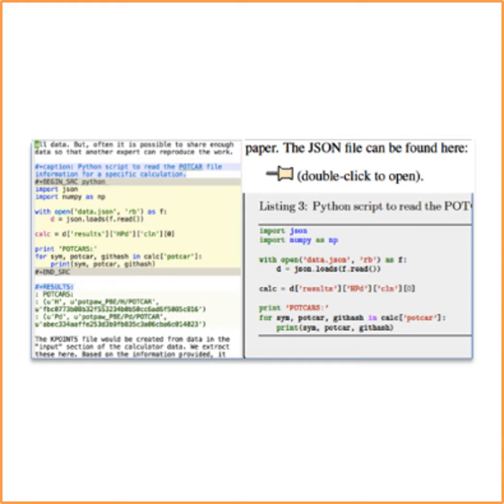What if research papers themselves became learning tools for better data management? Imagine being able to not only read about a study, but also interact with the data and code behind it.